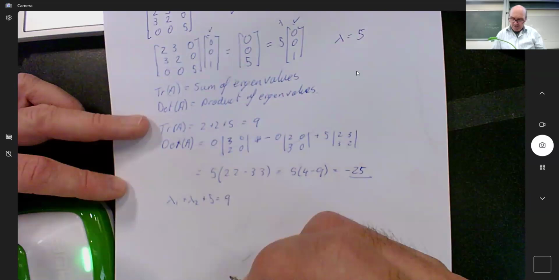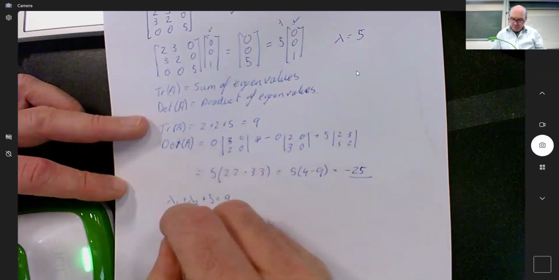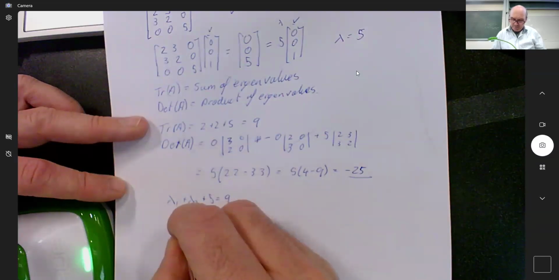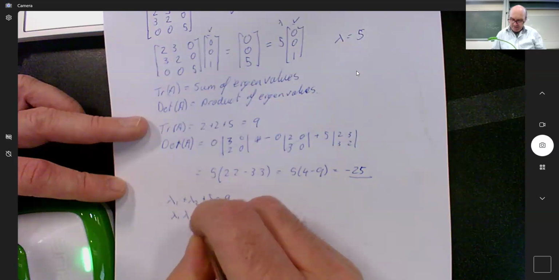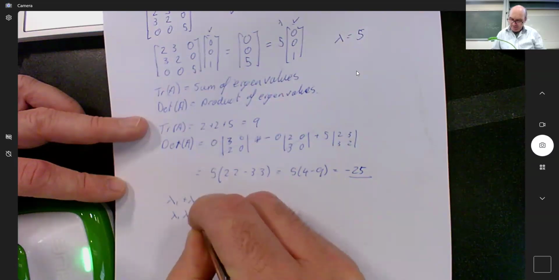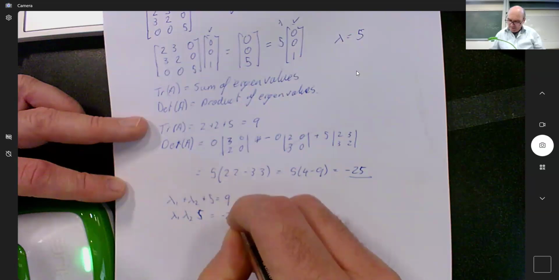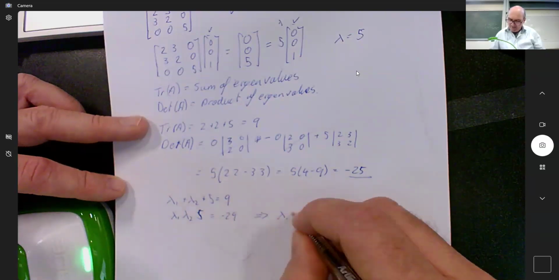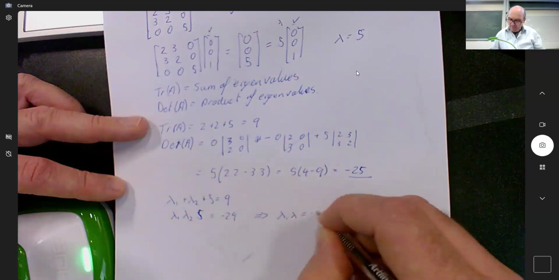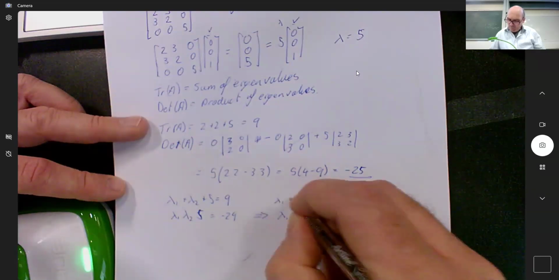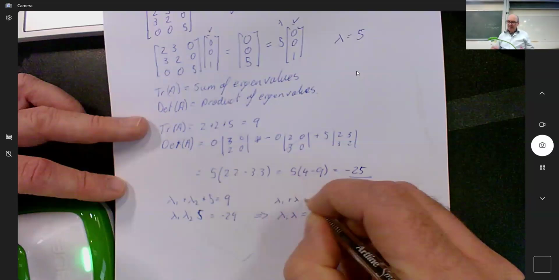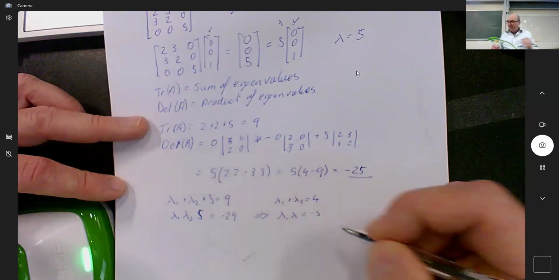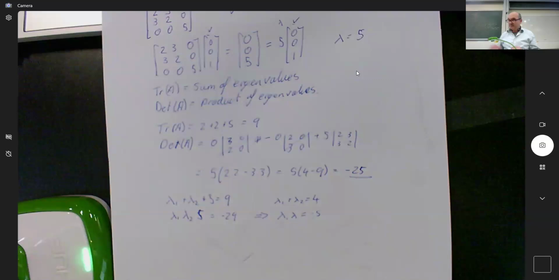And lambda 1 times lambda 2 times, we should say 5, is equal to minus 25. And so that's going to tell me that lambda 1 times lambda 2 is equal to minus 5. And that's going to tell me that lambda 1 plus lambda 2 is equal to 4. All right.